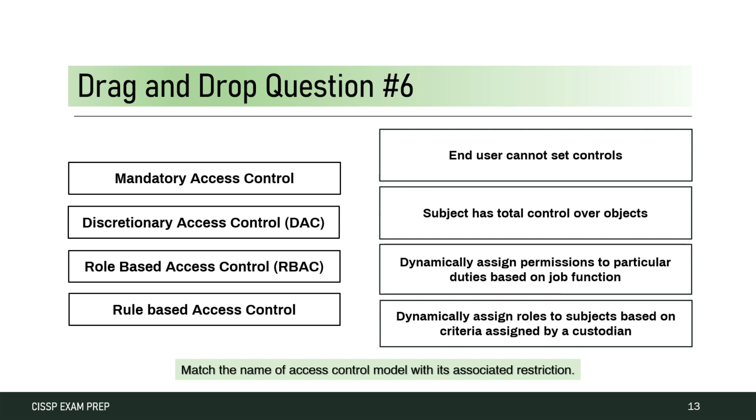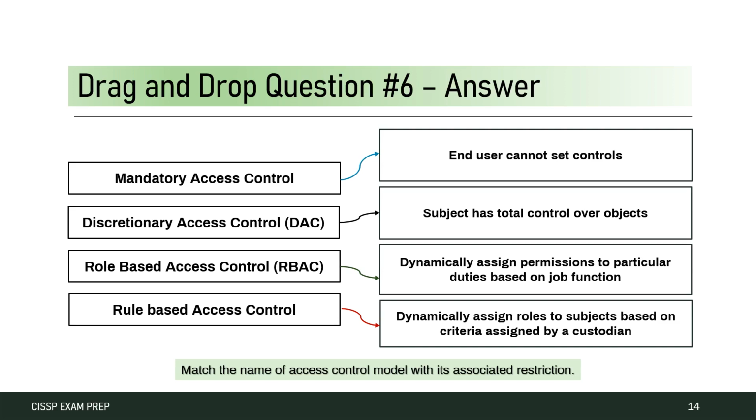Okay, so I remember that when you talk about role-based access control, it is normally related to the job function. So dynamically assign permission to particular duties based on job function would most likely be the role-based access control. If it is based on the criteria assigned by custodian, it might be related to role-based. So let's see. Okay, this is the correct answer. So mandatory access control is related to the end user cannot set controls.